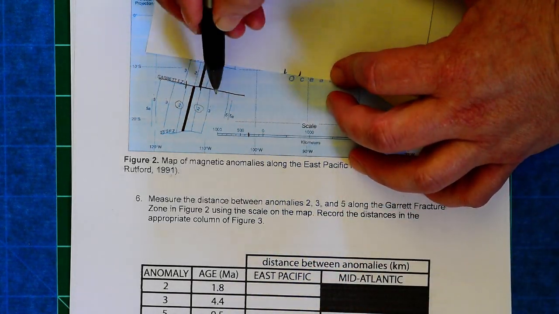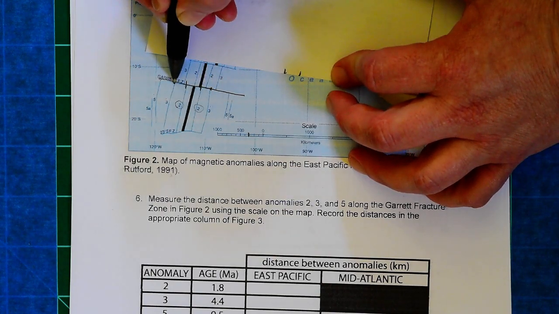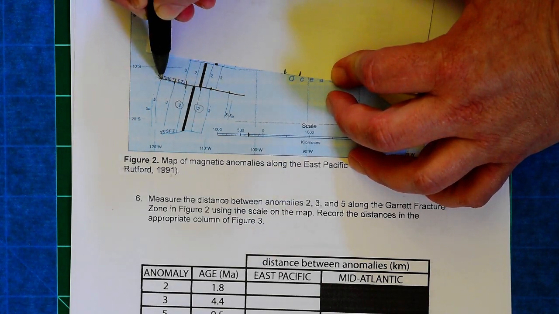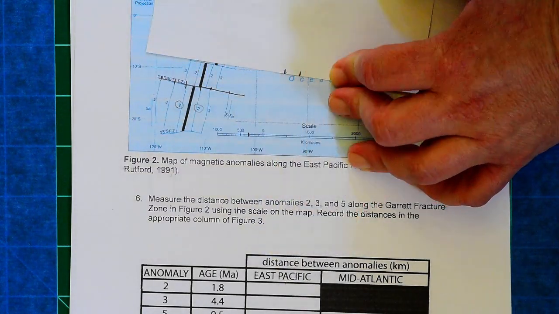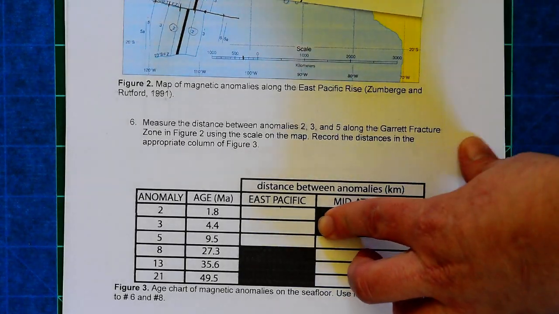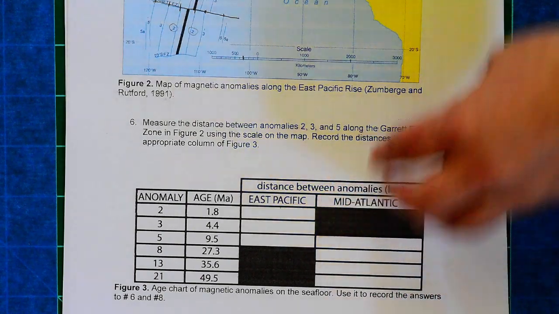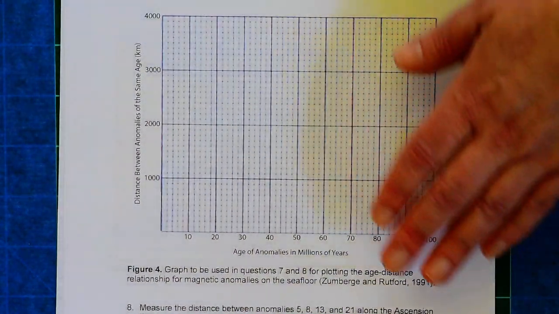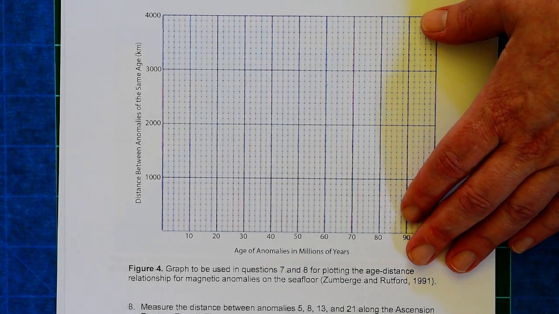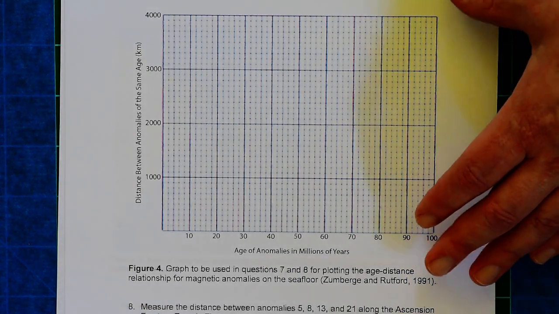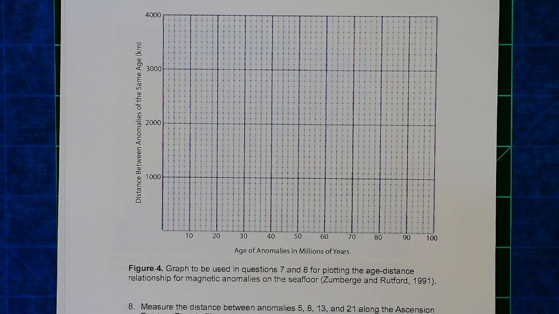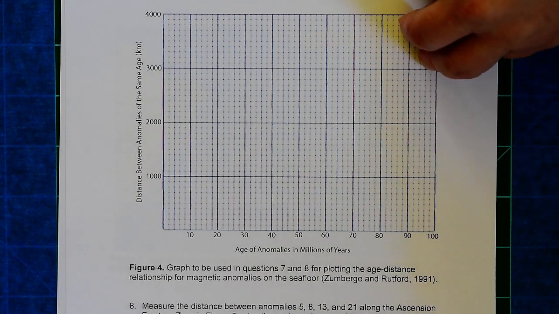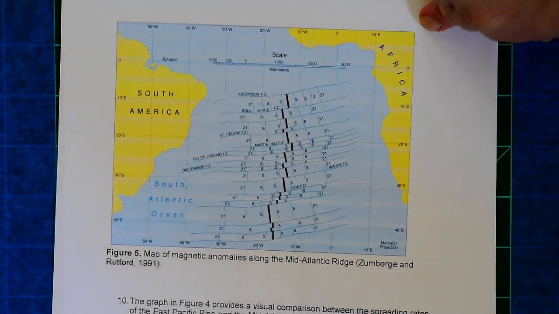And then you'll do the same thing, measuring from 3 to 3 and 5 to 5, and enter those in the chart down there. You will do the same thing for the Mid-Atlantic Ridge, and then you will plot some information on this chart right here, and you will use that to help you figure out which location has faster seafloor spreading occurring.